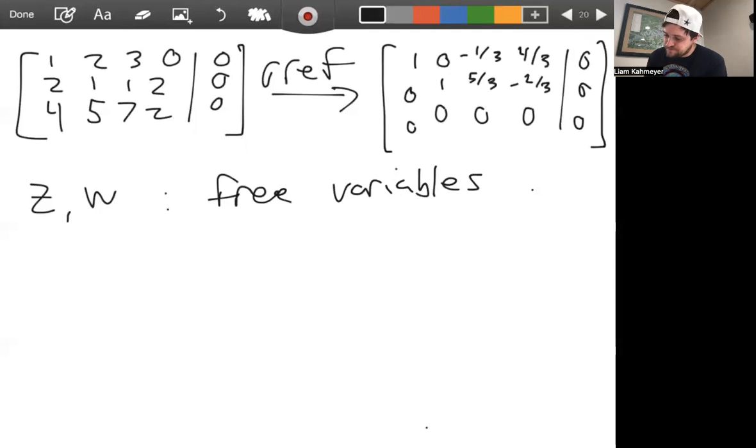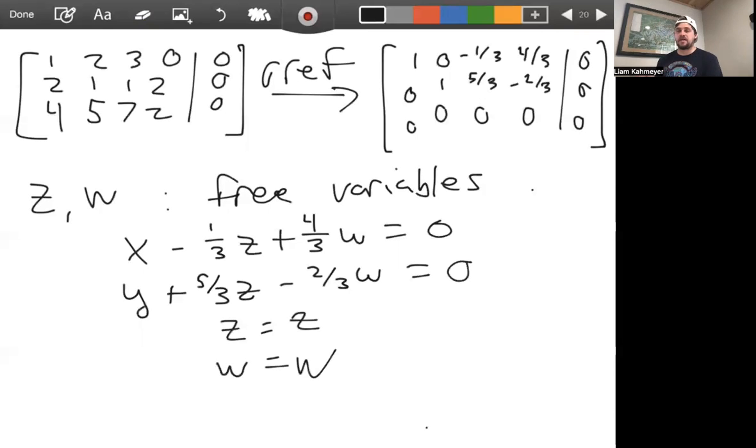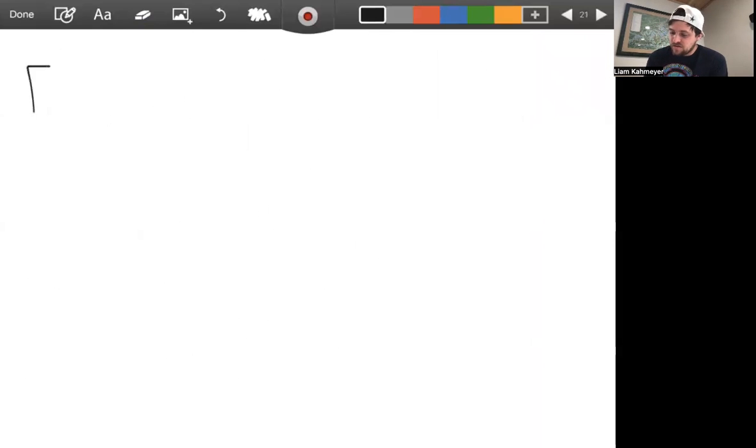Then the solutions to this system are, well, let's be explicit here. So we have x minus 1/3 z plus 4/3 w equals 0 for the first row of the matrix. For the second row of the matrix, we have y plus 5/3 z minus 2/3 w equals 0. And then we have z equals z and w equals w. That's exactly what it means to have free variables. Well, solving for x and y, we get the following solutions.